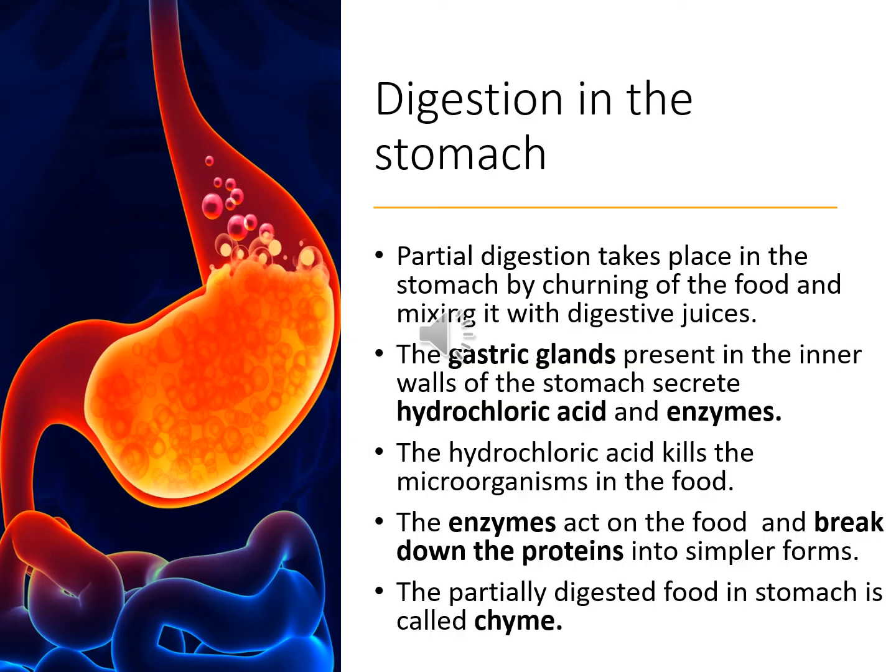Now, let's gather an in-depth idea of digestion of food in the stomach. Partial digestion takes place in the stomach by churning of the food and mixing it with digestive juices. The gastric glands present in the inner walls of the stomach secrete hydrochloric acid and enzymes. The hydrochloric acid kills the microorganisms in the food. The enzymes act on the food and break down proteins into simpler forms. So basically, protein is digested in the stomach with the help of enzymes. The partially digested food in the stomach is known as chyme.